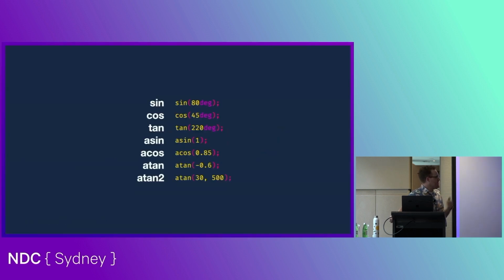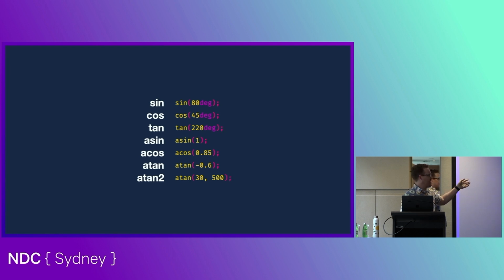What are we going to have? Sin, cos, tan, and the inverse versions of those, asin, acos, and atan too. You pass the angle into sin, cos, tan, and you'll get between -1 and 1, or negative infinity and infinity in tan's case. To get the angle back, in the inverse versions, you put the number in and you get the degrees back.